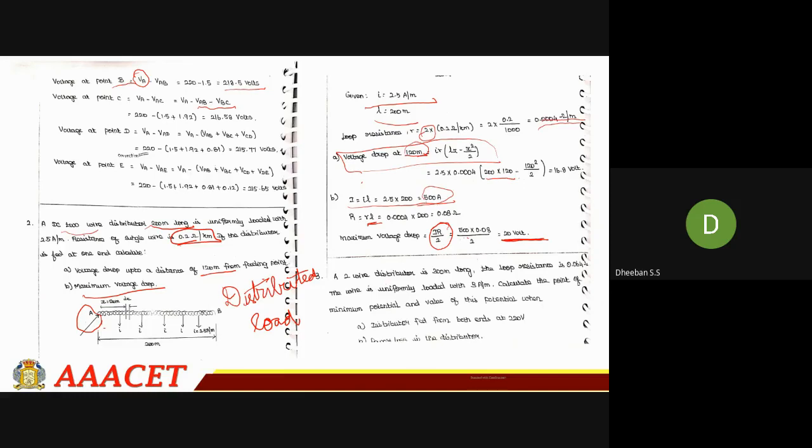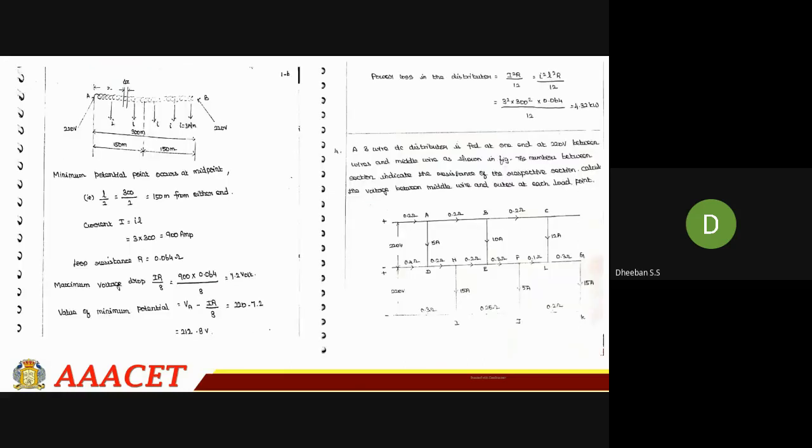The next problem is a DC two-wire system, 300 meter long, loop resistance given. Again we are coming to your distributed load. Calculate the point of minimum potential and the value of the potential when distributed from both the ends. Here comes the difference: the feeding will be at both the ends. It is very clear: at the B point also it is fed, at the A point also it is fed. So the minimum potential is across the midpoint, L by 2, that is the total length 300 by 2, so you'll be getting 150 meter from either end.